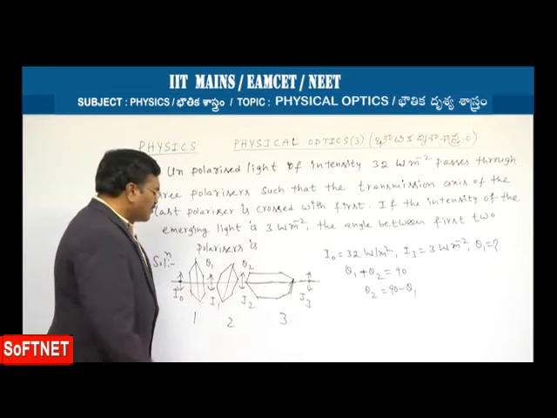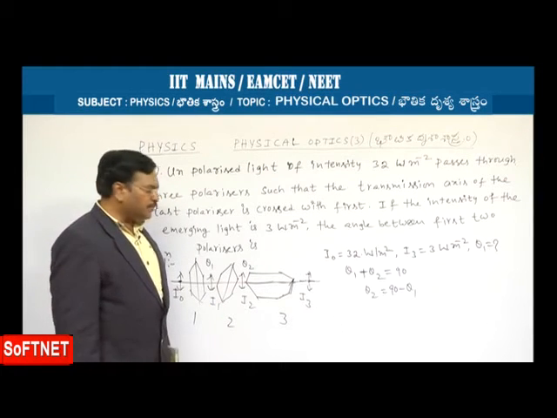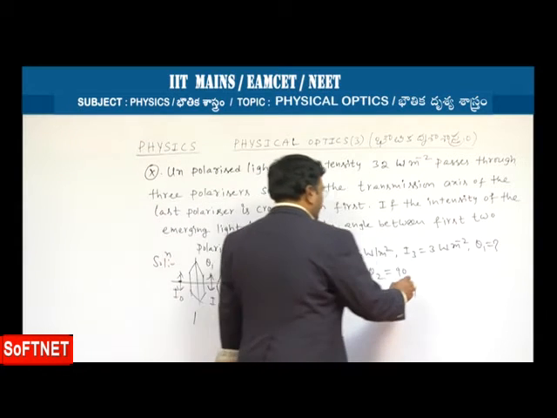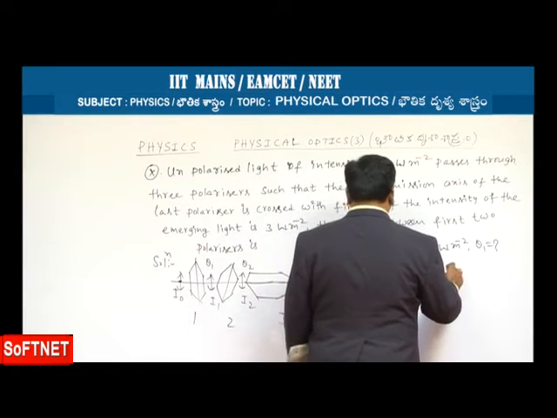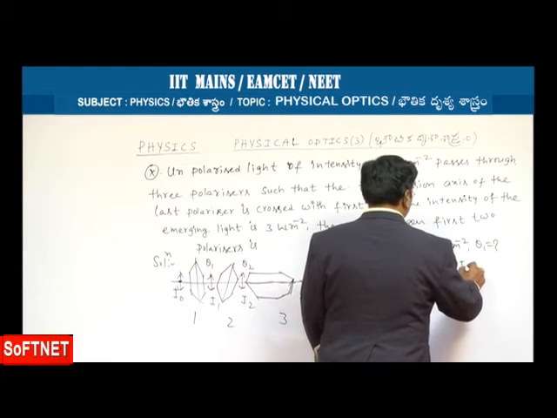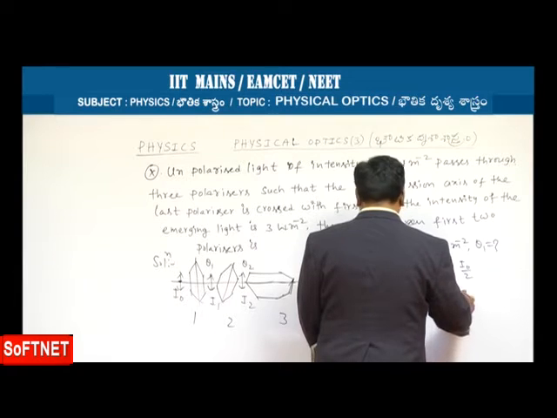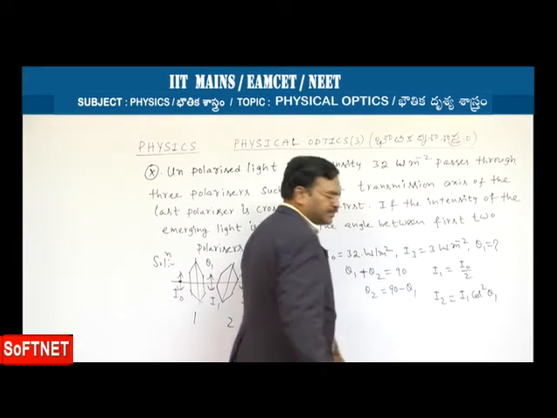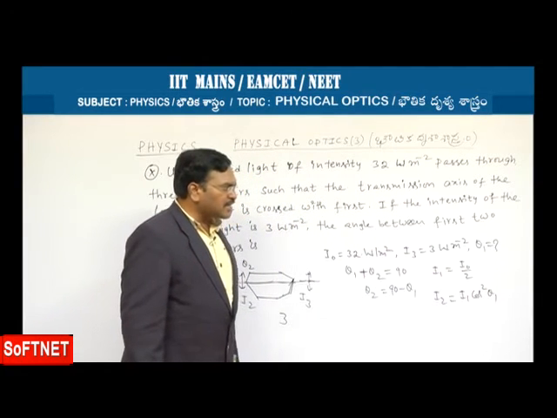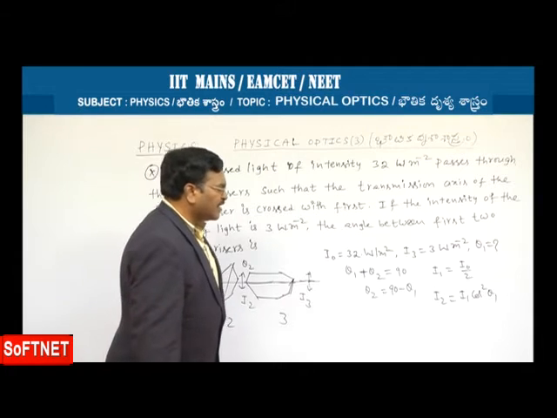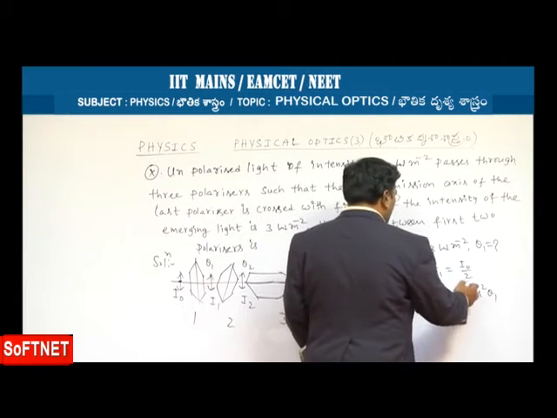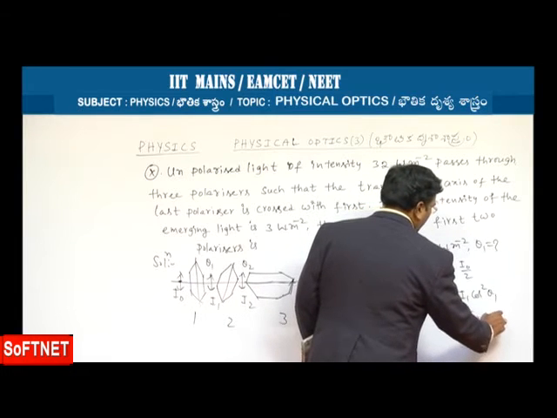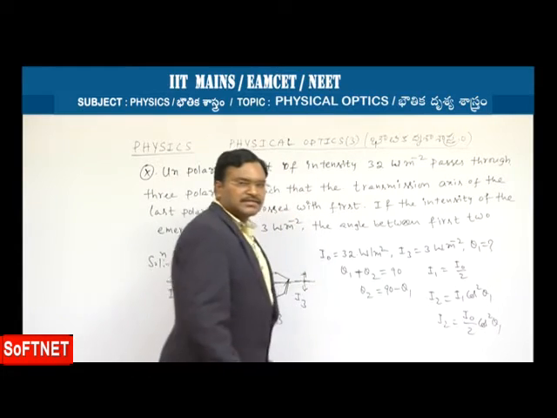According to our theory, I1 is equal to I naught by 2. I2 is equal to I1 cos square theta 1. Now we substitute the value of I1: I2 is equal to I naught by 2 cos square theta 1.